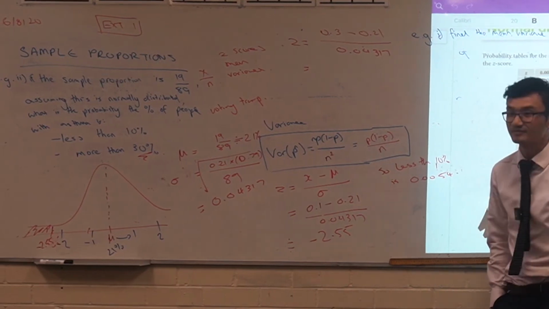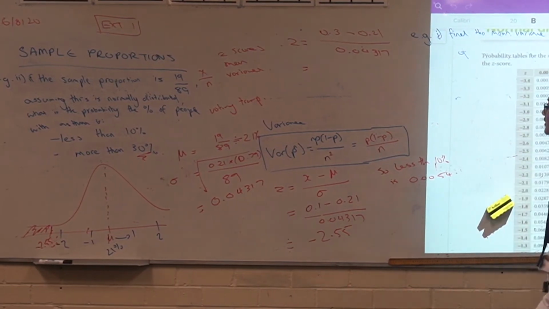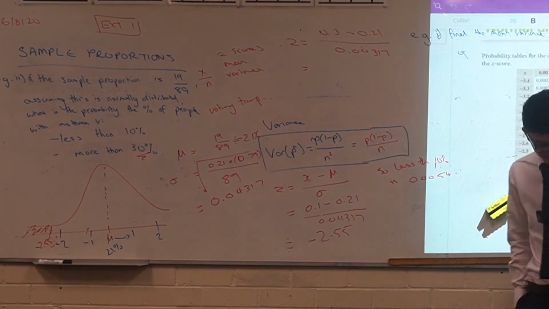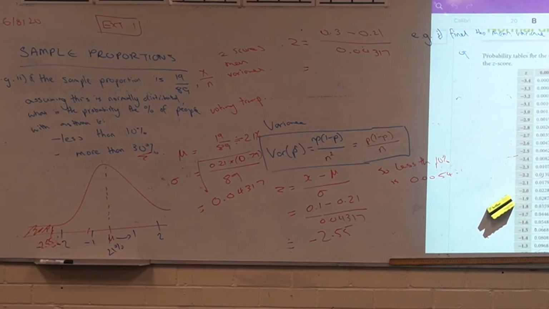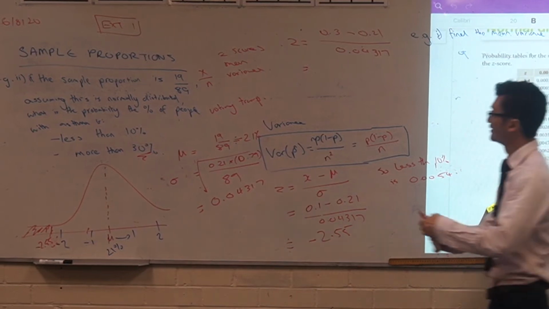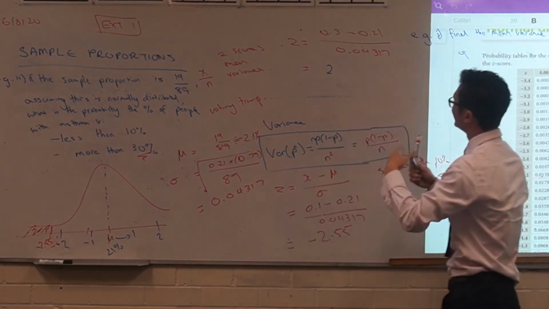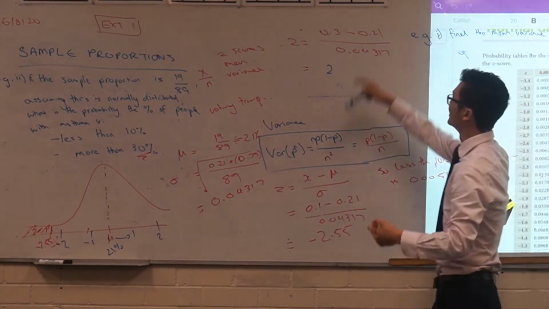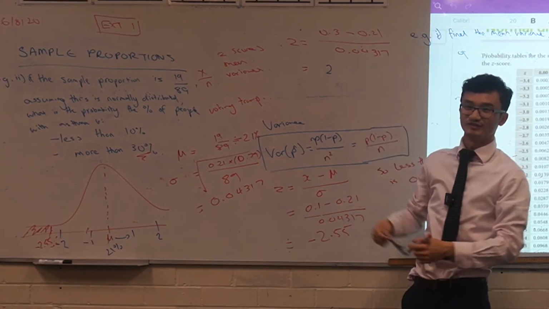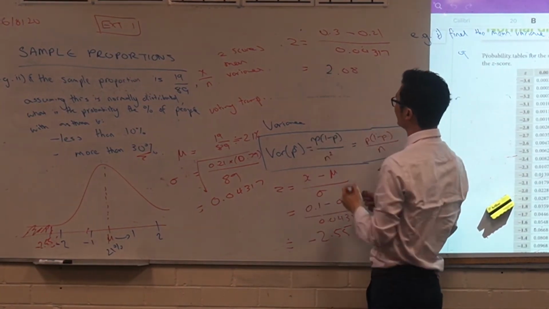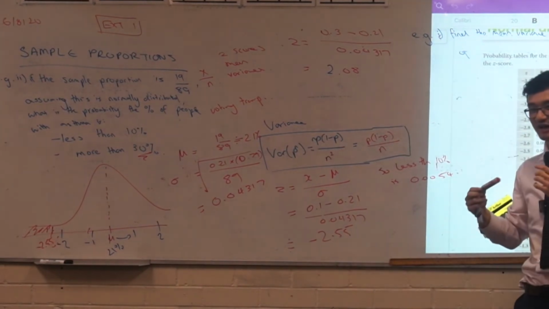What do we get? 0.208. Did you say 0.20? I got 2.08. I think 2.08 is right. It should be, if you think about it, like how many standard deviations away? It should be more than 1, because 0.3 is more than 0.04 away, right? So 2.08, is that what you got, James? Yep.